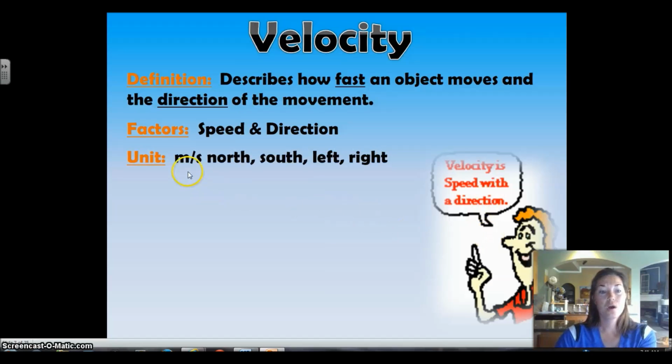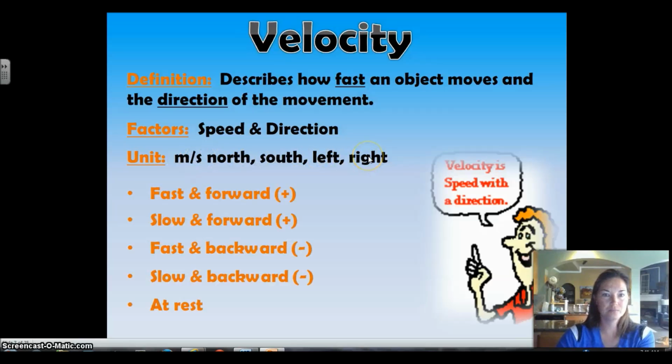For example, a ball could be traveling 2 meters per second north, or 2 meters per second south, or 2 meters per second to the left, or 2 meters per second to the right. We have our speed, but we also specify the direction that it's moving. These are some example statements of how we would describe an object's velocity. Fast, forward, which is positive motion. Slow, backward, or slow forward, which is also positive motion. Fast backwards, which is negative motion. Slow backwards, which is negative motion, and also being at rest.